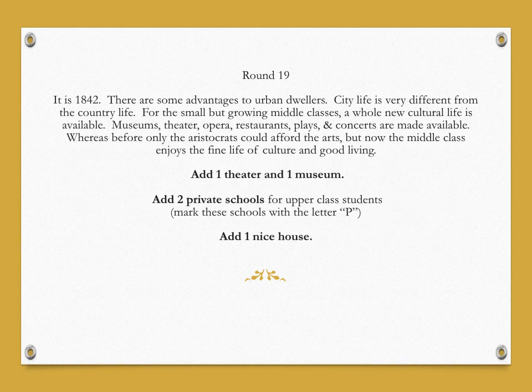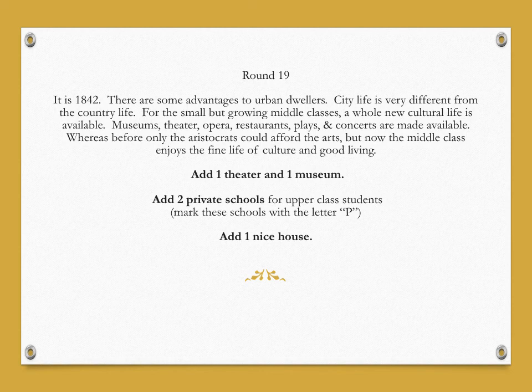It is 1842. There are some advantages to urban dwellers. City life is very different from country life. There's a small but growing middle class, and a whole new cultural life is available. Museums, theater, opera, restaurants, plays, and concerts, all of that is made available to city dwellers. Before, only the aristocrats could afford arts, but now the middle class enjoys the fine life of culture and good living. So add one theater and one museum.